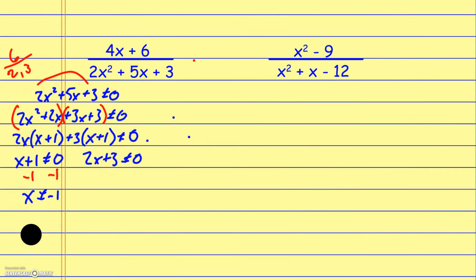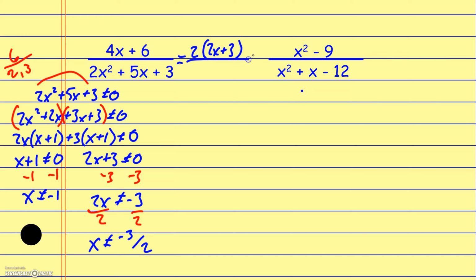Scroll down a little bit. I also find that x cannot equal a negative 3/2. And so now the domain restrictions are done. Now I want to simplify this completely. When I look at the numerator, I want to factor that numerator. I can factor a 2 out, which leaves me with a 2x plus 3. In the denominator, I already factored this thing once. I already know that the two factors are going to be the 2x plus 3 and the x plus 1.